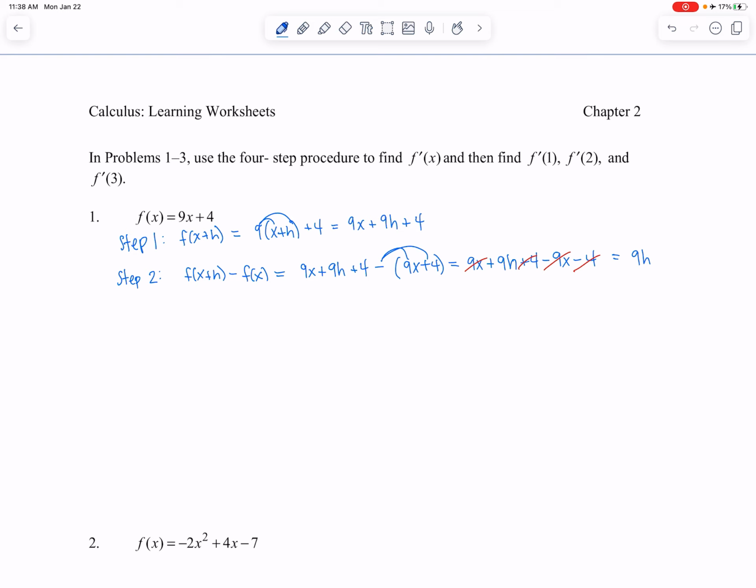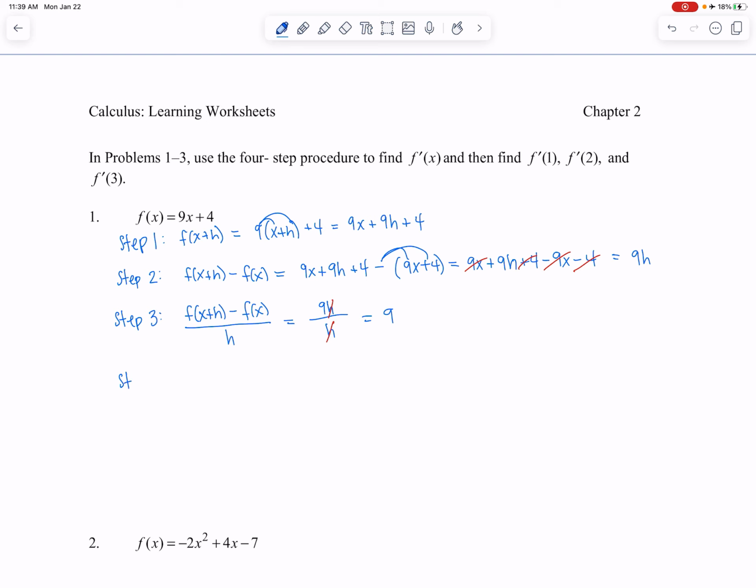So that's pretty cool. Step 3, we do f of x plus h minus f of x over h. So we're going to divide it by h. So we ended up with a 9h. We'll divide by h. H over h cancel, and we're left with 9.